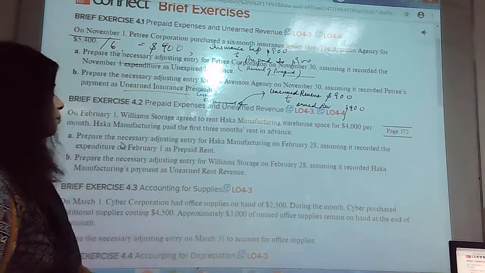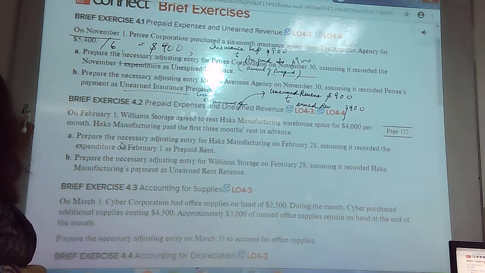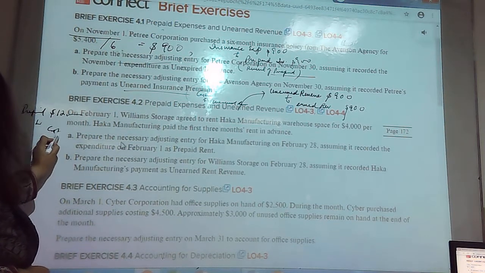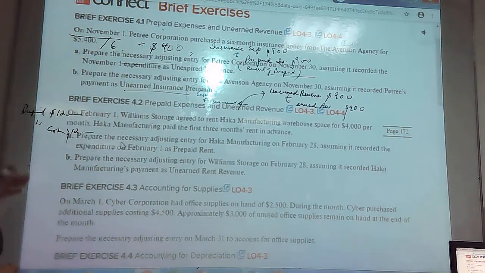Now let's just move on to the next brief exercise, and it says that Williams Storage agreed to rent Haka Manufacturing warehouse space for $4,000 per month. And he paid the first 3 months' rent in advance. Obviously, this is $4,000 per month, and the first 3 months is going to be $12,000 in advance. So it's going to be like $12,000 prepaid to cash. Okay, so it's a similar thing, just the name has changed, the nature of the expense has changed.